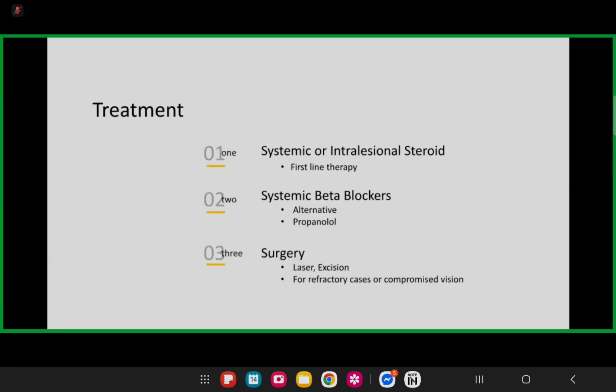So treatment number 1 is we can do systemic or intralesional steroids. This is our first line therapy. Second, you can give systemic beta blockers. This is an alternative. One of the common medications that we can give is propranolol. And lastly, if the steroids and beta blockers don't work, then patients can undergo surgery, such as laser treatment or even excision of the mass.